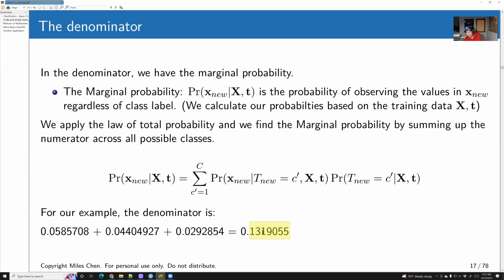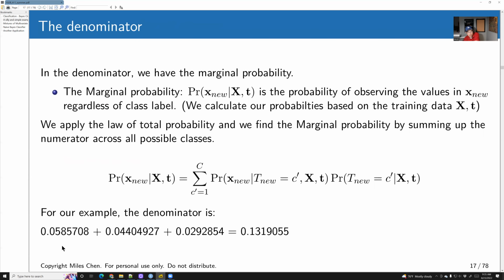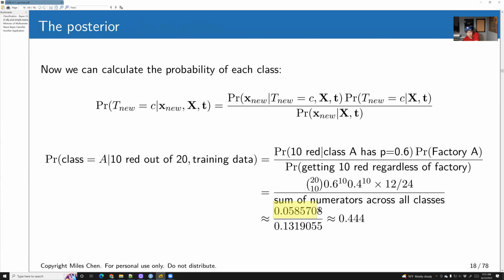Now I take each of these numbers and divide by this, and I'll get new numbers, and those new numbers will add up to 1. So this is the denominator. The denominator is just the sum of the numerators found for all possible classes. So for this final answer, what is the probability that something belongs to class A? I just take that numerator, 0.058, and divide by the denominator, 0.132, and I get 0.444.